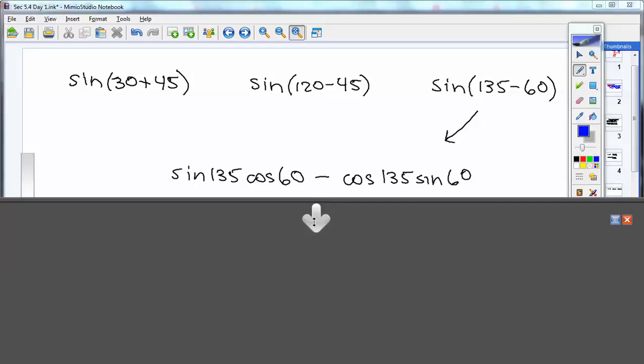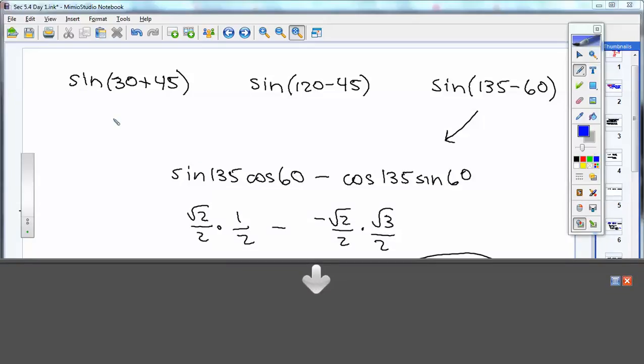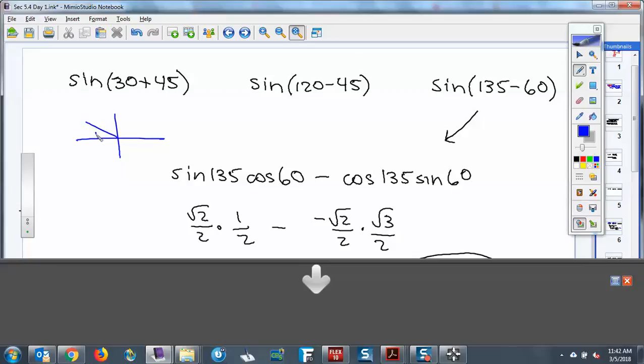Same thing's going to happen right here. This cosine in the second quadrant is going to be negative. Sine 135 is going to have a 45-degree reference angle, so that's going to be root 2 over 2. Cosine of 60 is 1/2. Cosine of 135 would be negative root 2 over 2.